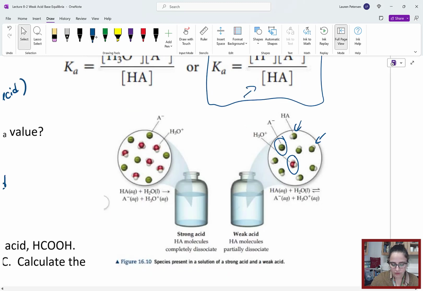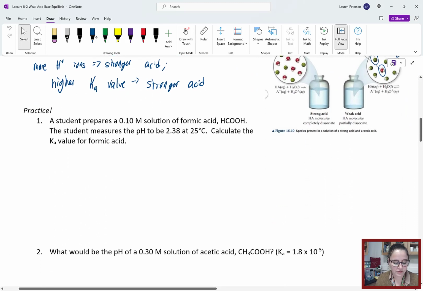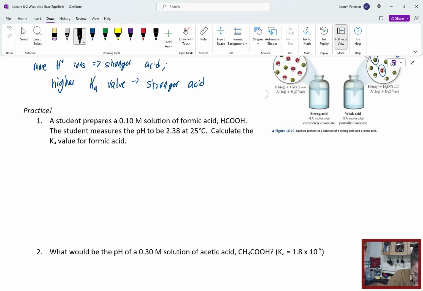Okay, cool. So how do we use this? Well, a student prepares a 0.1 molar solution of formic acid, a weak acid, measures the pH to be 2.38 at 25 degrees Celsius. Calculate the Ka value for the formic acid. Okay, well, we're going to go ahead and write this out.